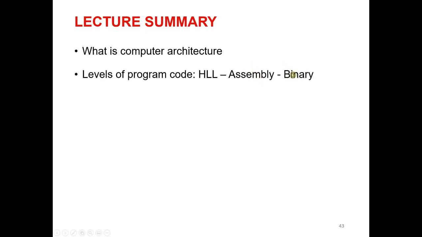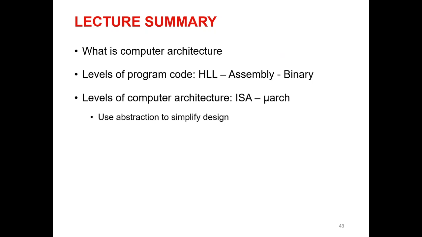So we will mainly be focusing on assembly instructions, and we will also see how those instructions are converted to zeros and ones. Then we have also seen that there are several different levels for computer architecture. Those are called instruction set architecture and microarchitecture. We will mainly focus on the instruction set architecture, and the microarchitecture level we will leave for other stages. We have seen the importance of these abstractions, layers or levels, in order to make the design simple, to forget about the hardware and the low level details, and focus on the design of what we are implementing.